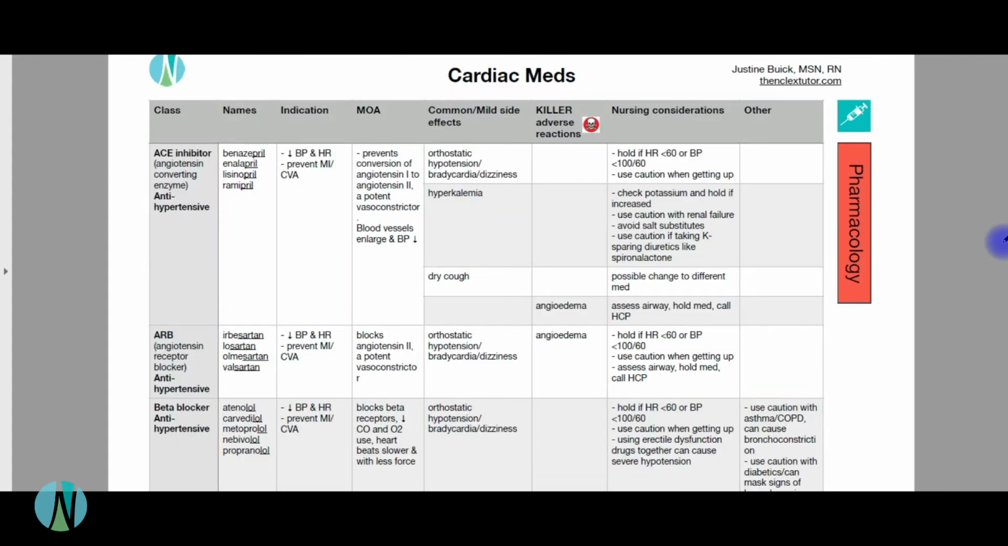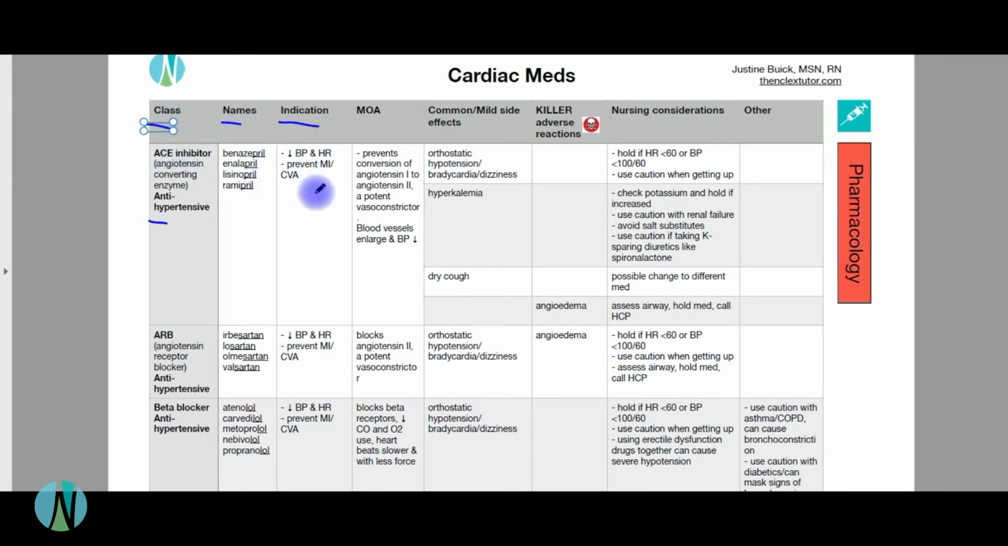Now these are the specific cardiac meds, and as you can see, they're all written in charts, which I think is really good for keeping things organized. I have the classification. So here we have, for example, ACE inhibitors. They're antihypertensives. What are the names? So you need to know that they all end in pril. So if they give you a pril, you need to know it's an ACE inhibitor. But you need to know an ACE inhibitor is also the prils.